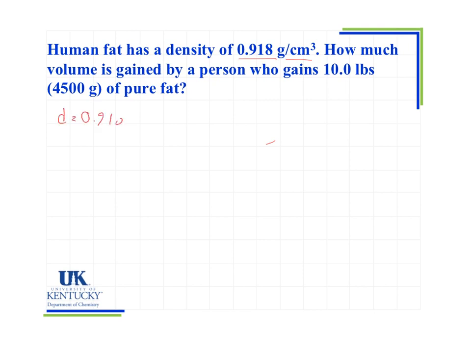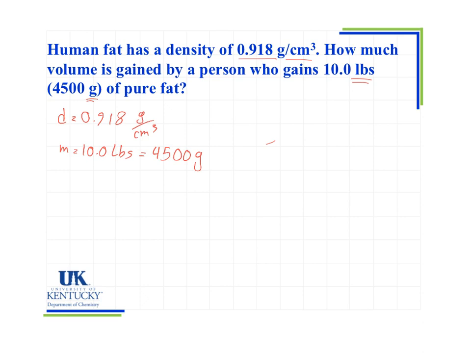It's 0.918 gram over cubic centimeter. We have the mass. If a person gains this pound, we know pounds and gram are units for mass. So we have the mass as 10 pounds or 4,500 grams. Okay, what are we solving for?